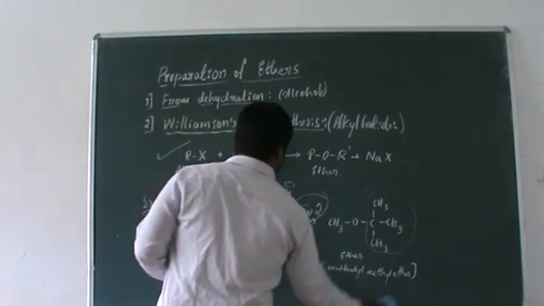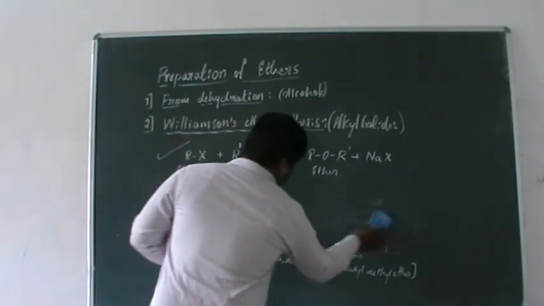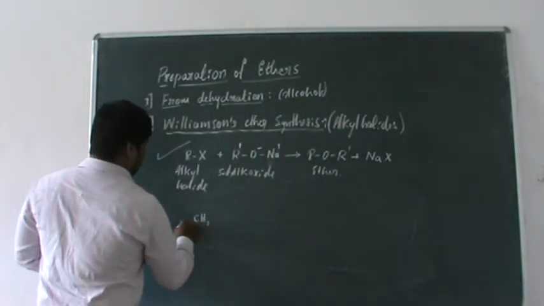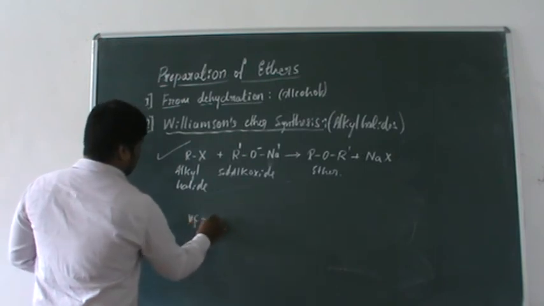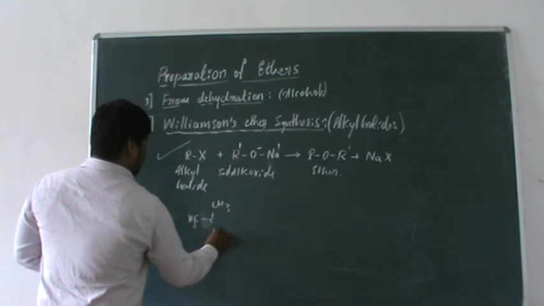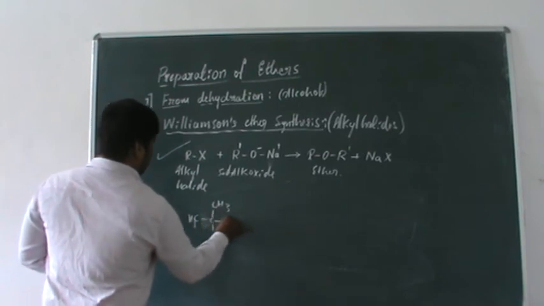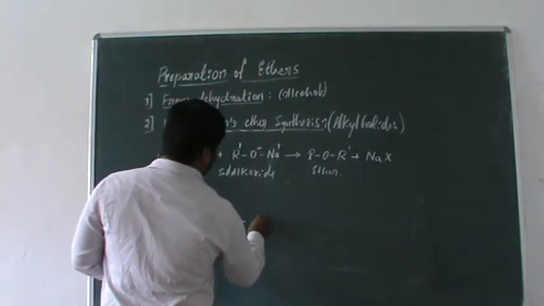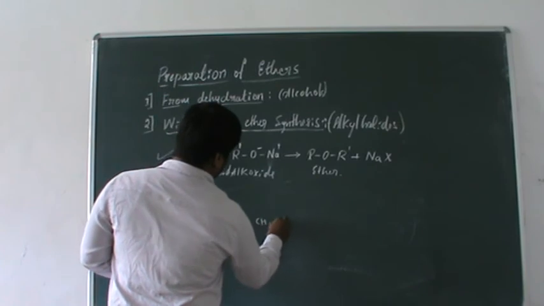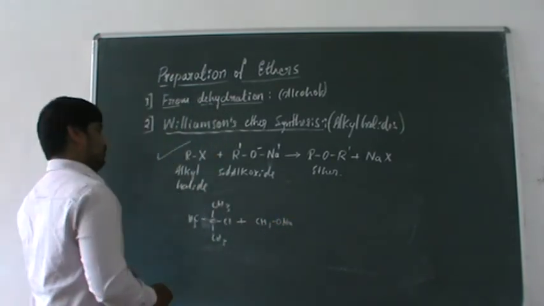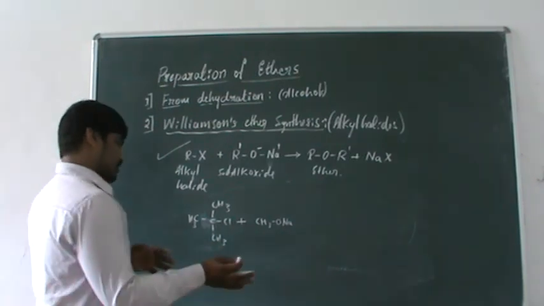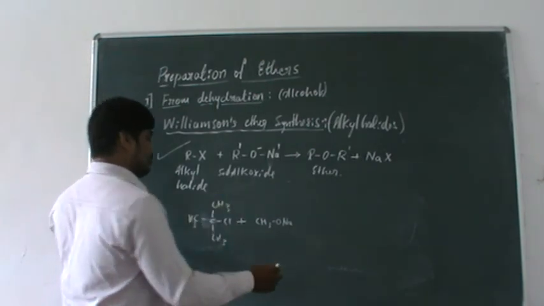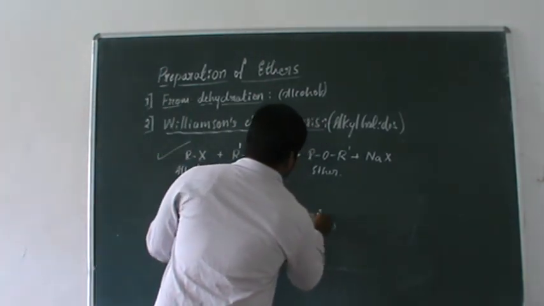Okay, suppose we consider the tertiary alkyl halide, (CH3)3C-Cl, plus CH3ONa. What happens when this type of reagent is considered? The reaction does not follow SN2.